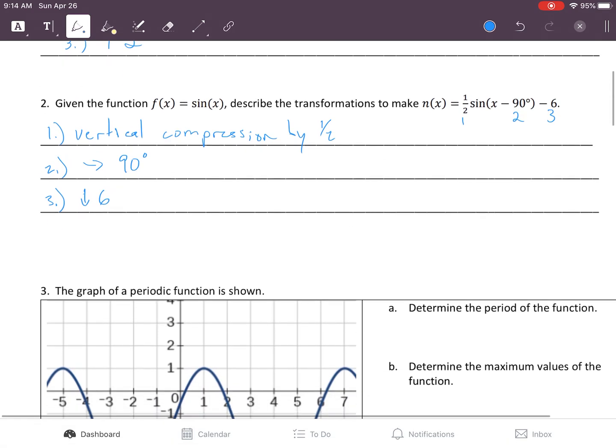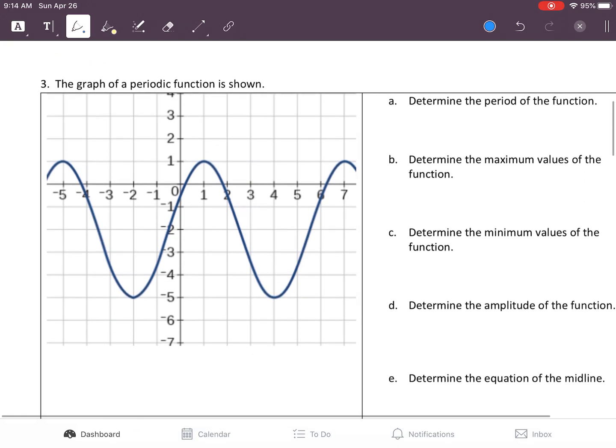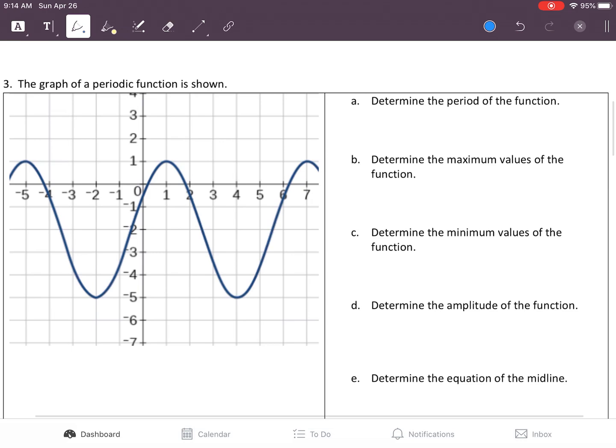All right. So we're given a periodic function, and we want to find this information. Determine the period of the function. Start at a high point, which is an easy way to find it, rather than trying to find the middle part. If we go down and back up to the next high point, how far is it from here to here? It is from 1 to 7, which is 6.